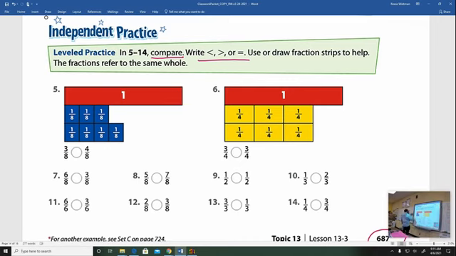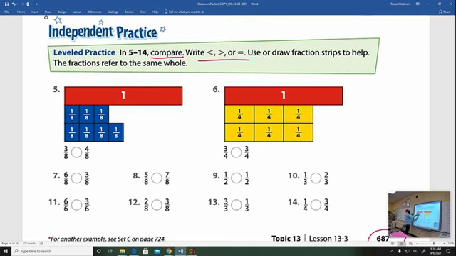Okay, so let's take a look at these. Let's start with our number 5 here. Remember, it says to compare. So we're looking at two different things and we're seeing if they're similar or different, right? And then we're going to use our greater than, less than, or equal symbols. Down here it says to draw fraction strips to help. If you didn't do that, that's okay. If you know these already, then that's perfect. That means that you're understanding this concept.